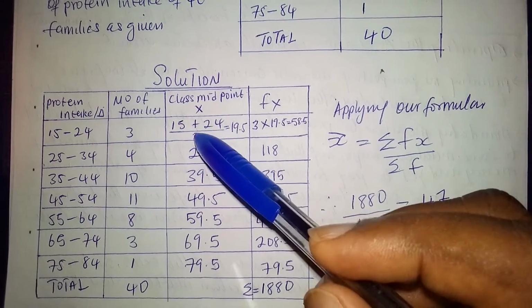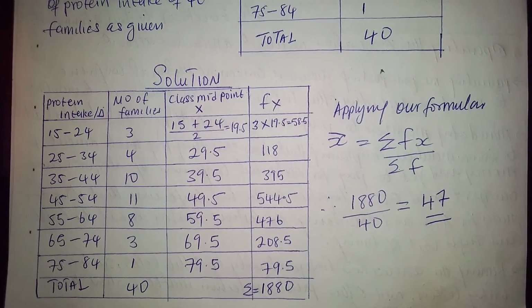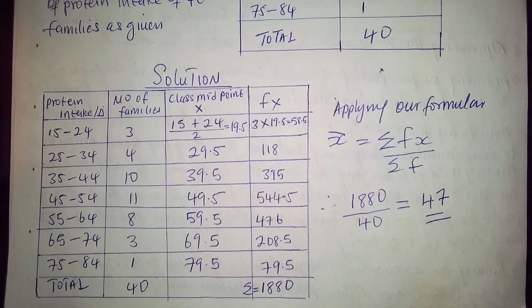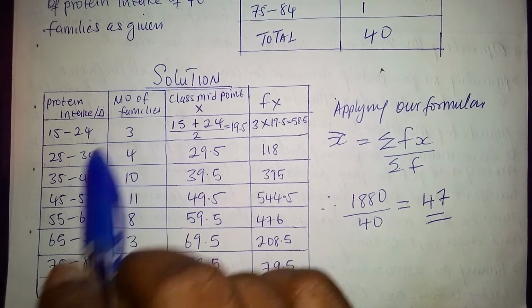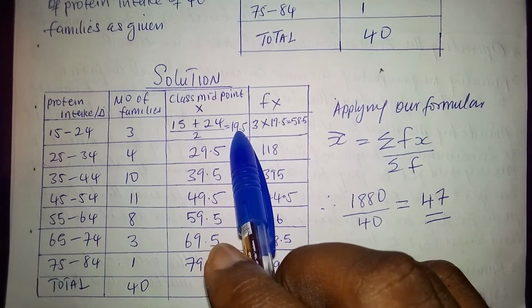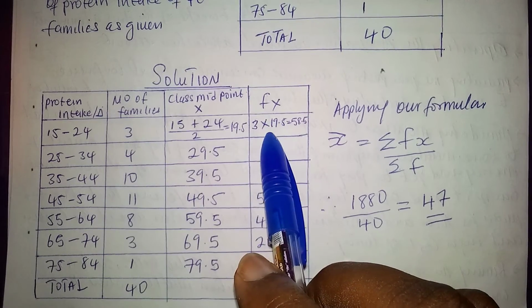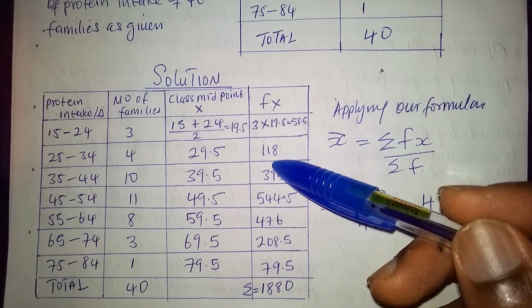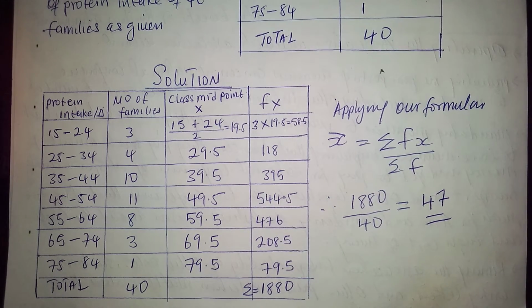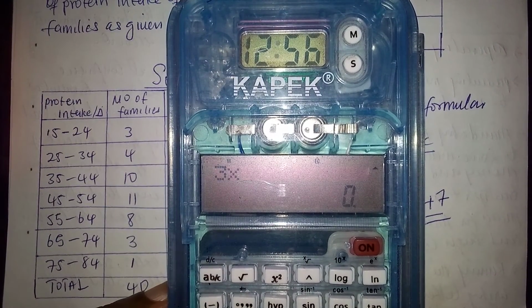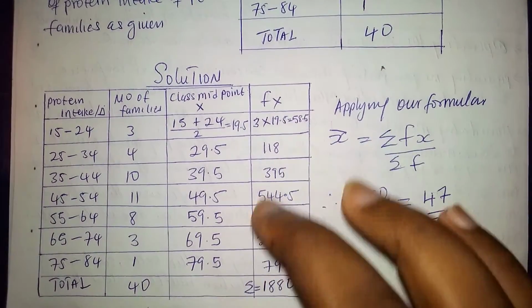Now, by the time you have reached this point and you've gotten all these figures, you now calculate the frequency times the class midpoint, that is fx. That is whatever you got here times whatever is here. So, 3, the frequency, times this class midpoint 19.5. If you multiply it out, it gives you 58.5. So that is how we got all these values. Now let's do it. 3 times 19.5 gives 58.5. So that's how we got all these values.